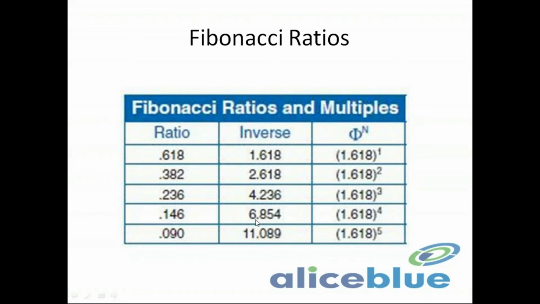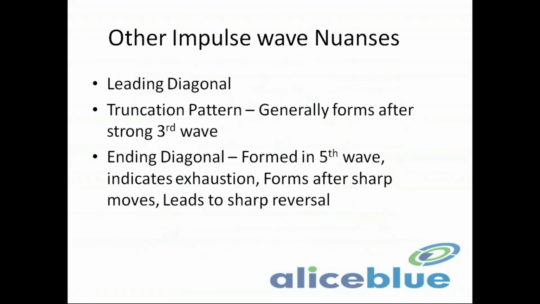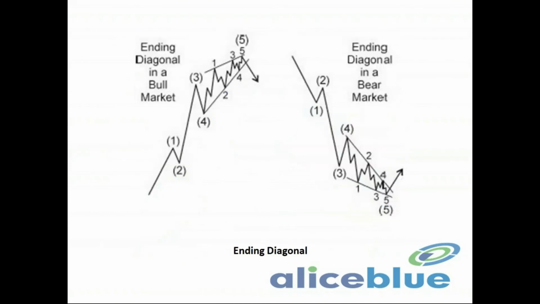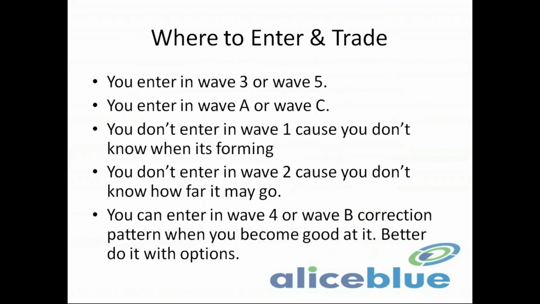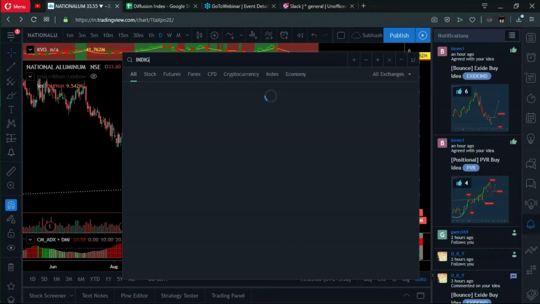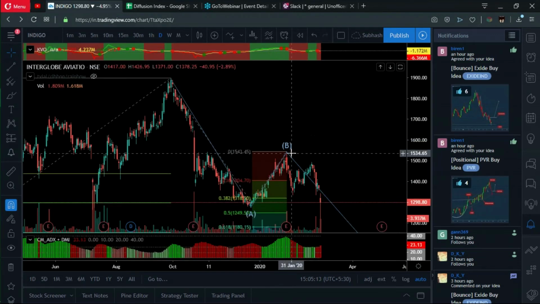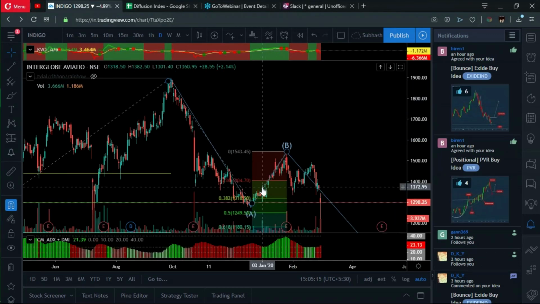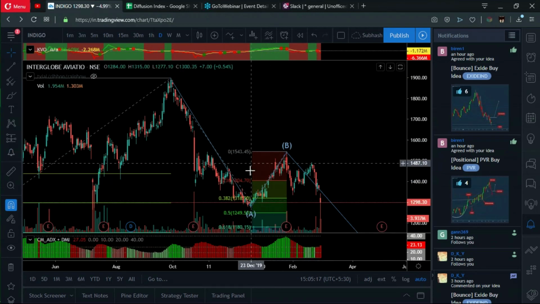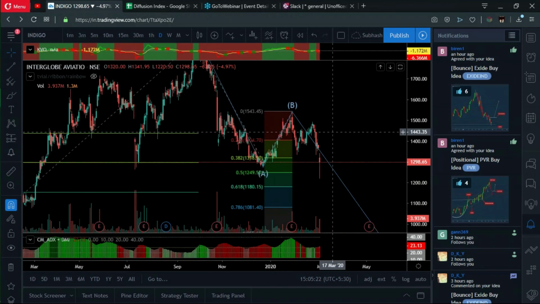Fibonacci ratios are important in all that because, like, say for ABC, in this chart, generally wave C is equal to wave A. In many cases, it's 0.618 of wave A, right?